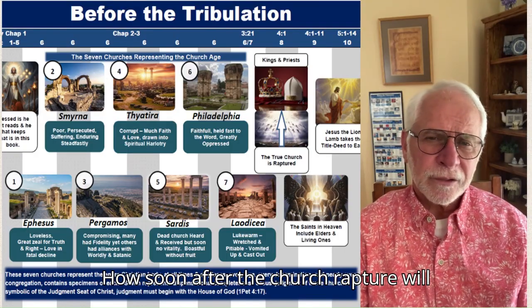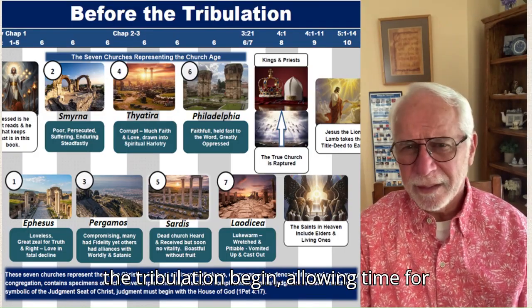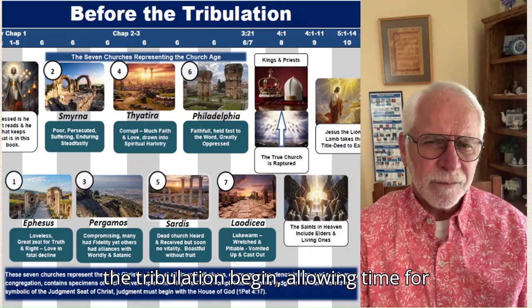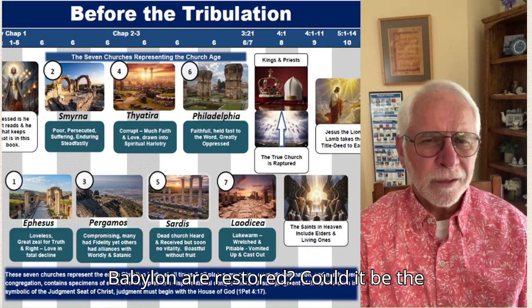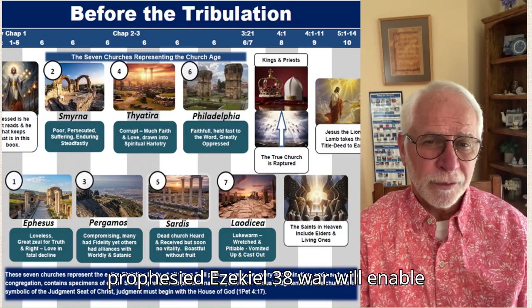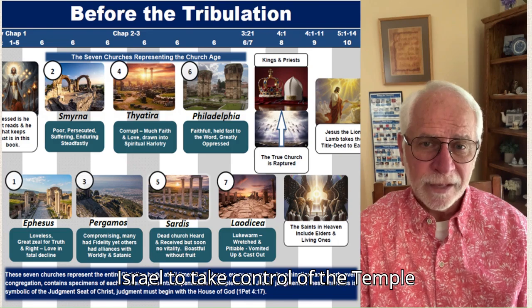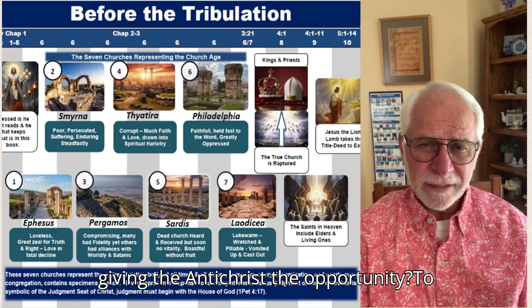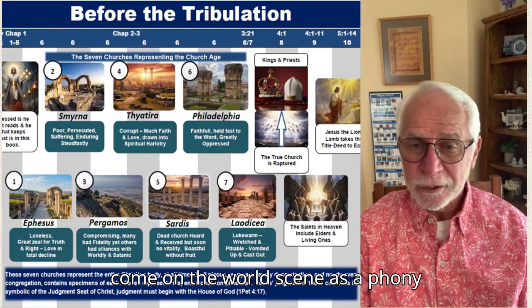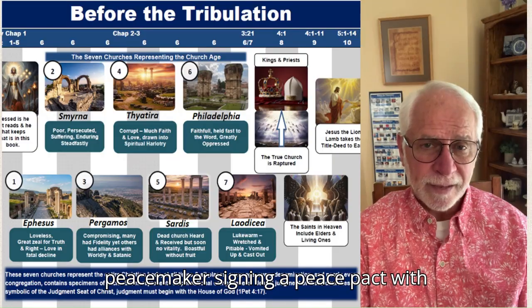How soon after the church rapture will the tribulation begin? Allowing time for the Jerusalem temple and the city of Babylon to be restored, could it be the prophesied Ezekiel 38 war will enable Israel to take control of the Temple Mount site and rebuild the temple? Also giving the Antichrist the opportunity to come on the world scene as a phony peacemaker, signing a peace pact with Israel.